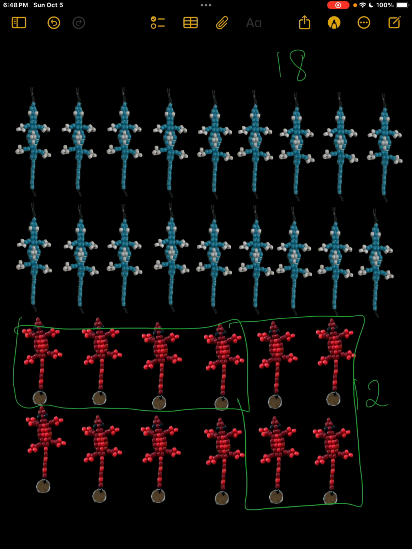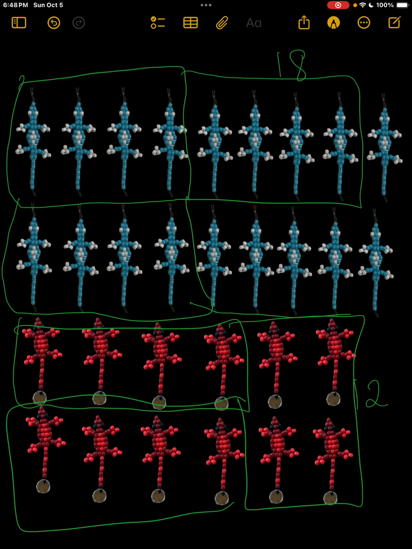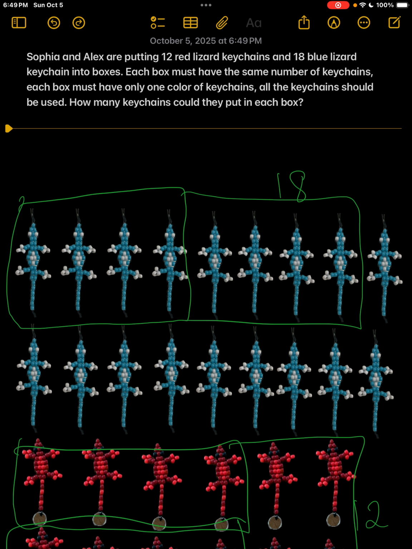We got these, and we got these. But 4 is not a factor of 18. And so for that reason, you're going to have some lizards left over, okay? So now we have 2 lizards left over, so that is not an option. And that's because 4 is not a common factor, a factor that 12 and 18 share. So that is not an option, 4, okay?